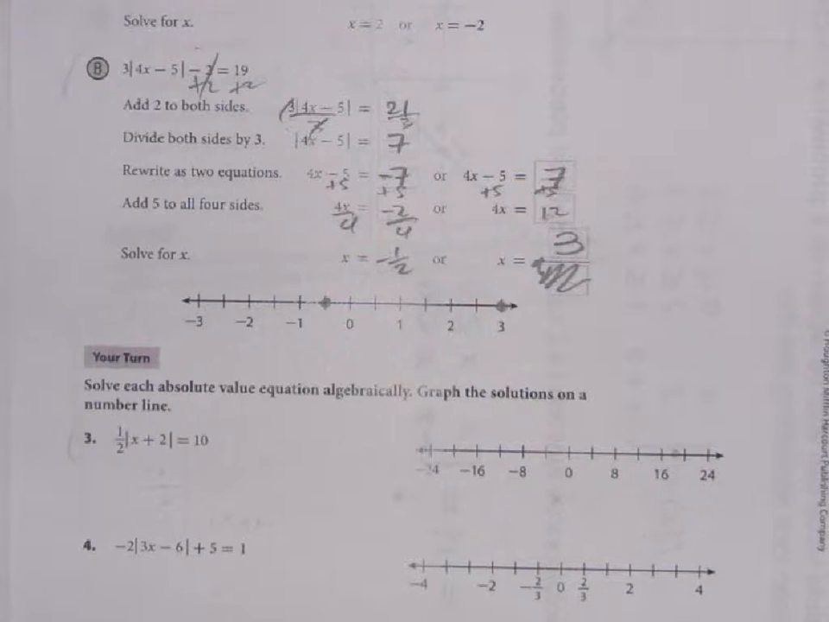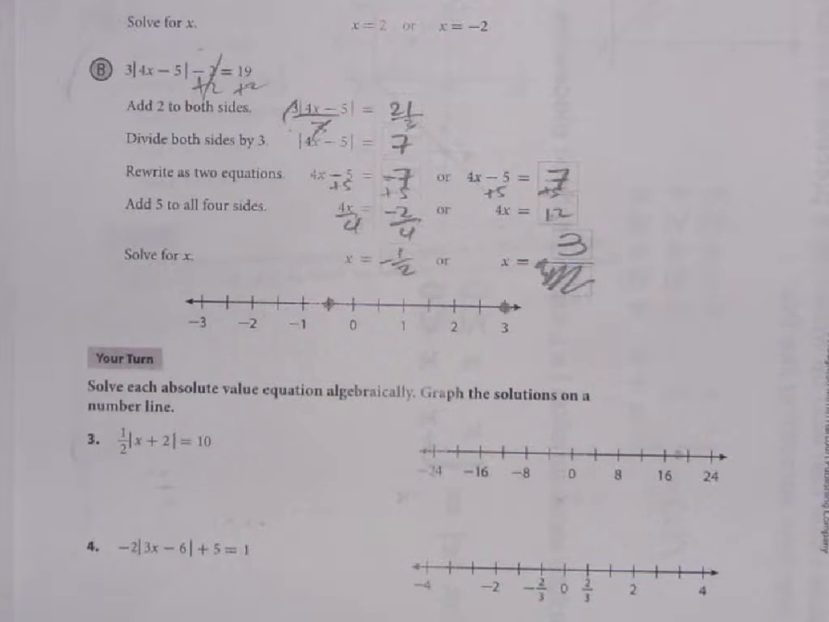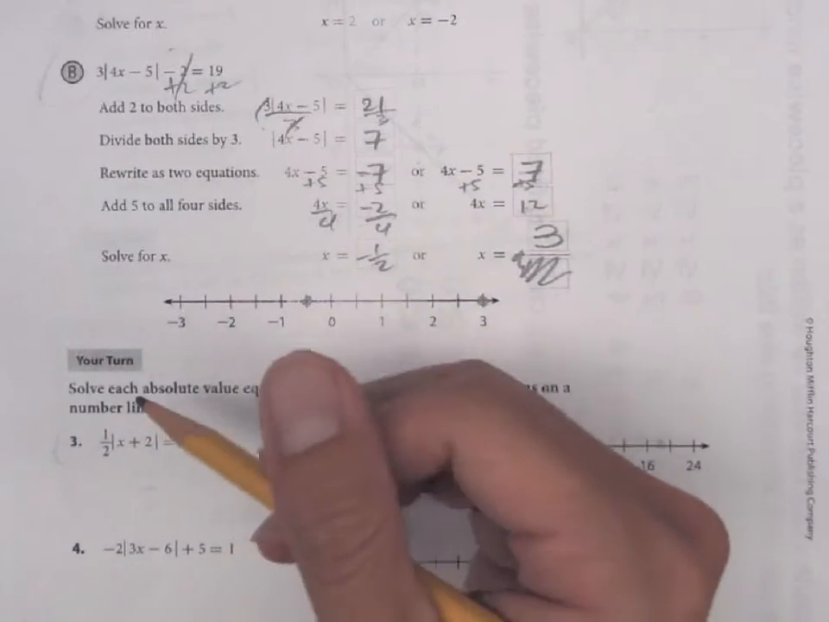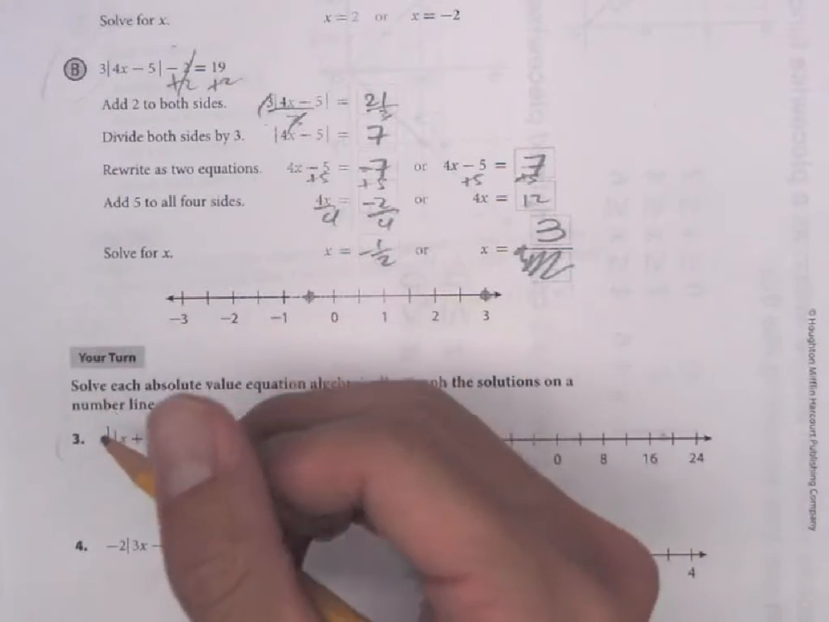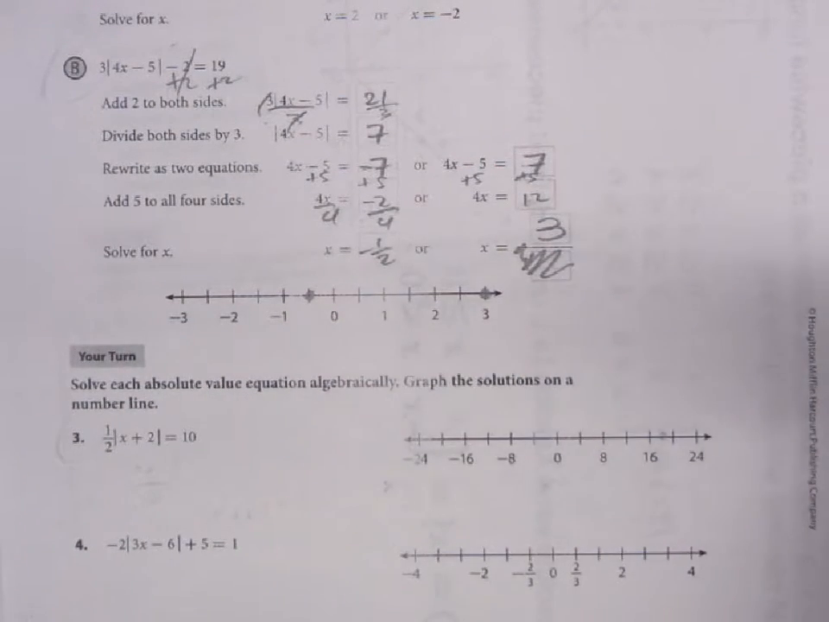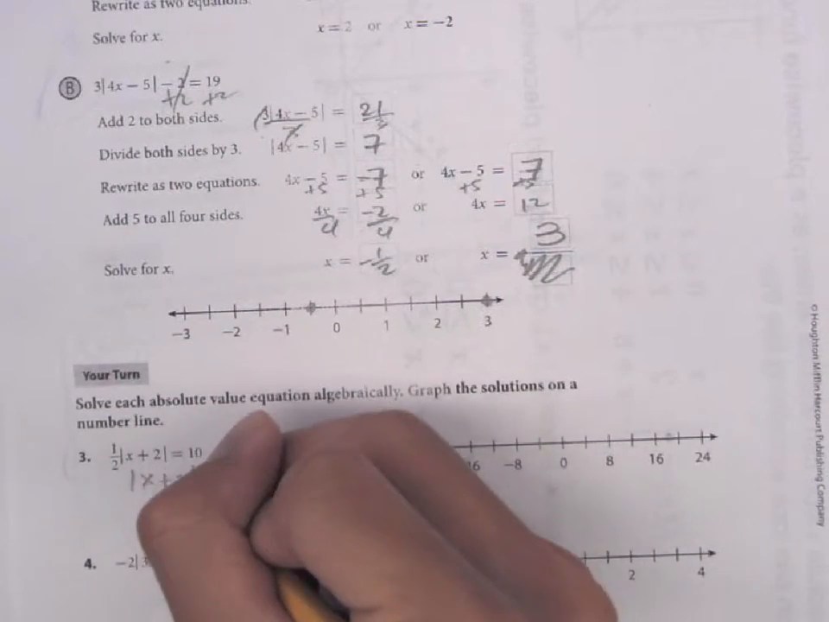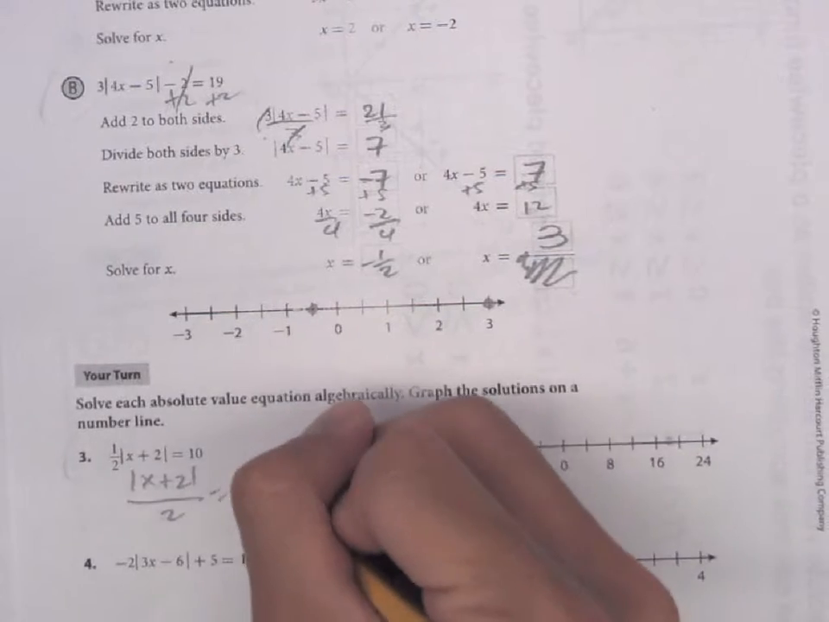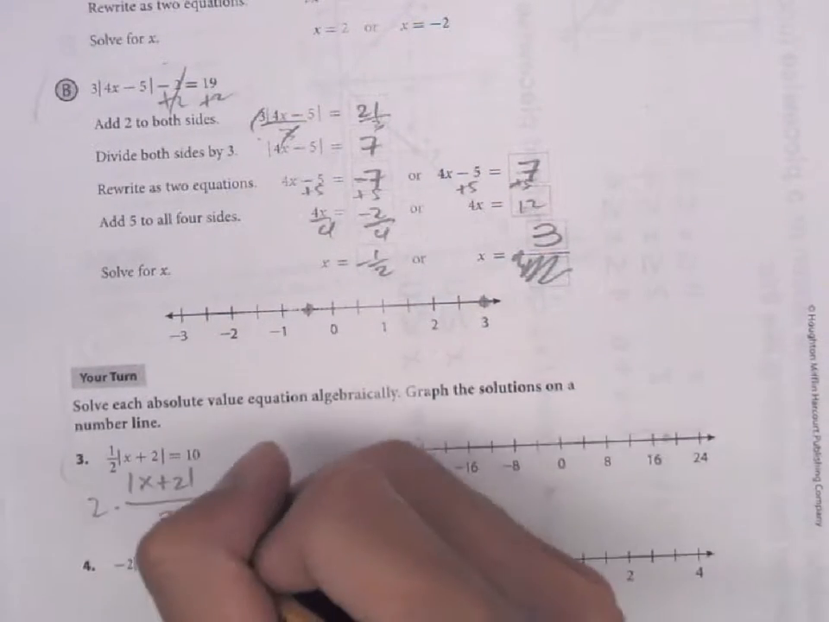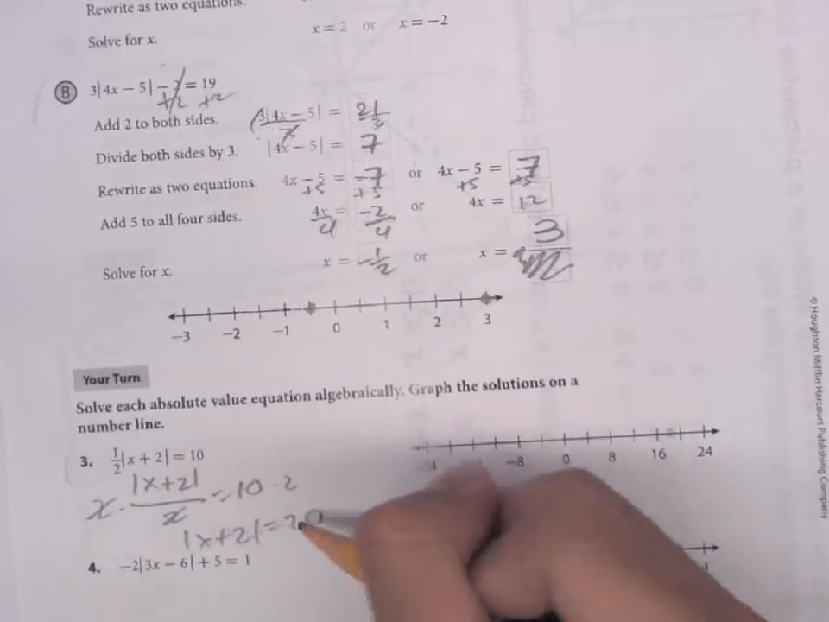Okay. Solve each. Let's do this one, number 3. Solve each absolute value equation algebraically. Graph the solutions on a number line. Okay. So this one here. One way to think about this is, if you guys can see it, just multiply by 2 on both sides. If you guys don't see that at all, then change it up. This would be absolute value of x plus 2 divided by 2 equals 10. Then multiply by 2 on both sides. This cancels out. You're going to get absolute value of x plus 2 equals 20.